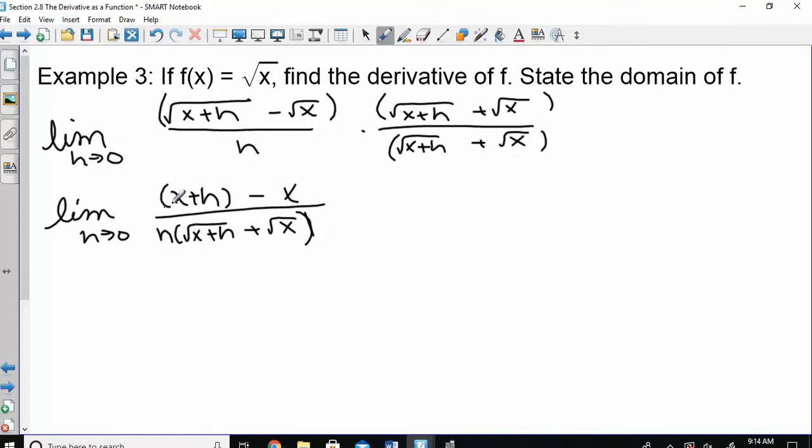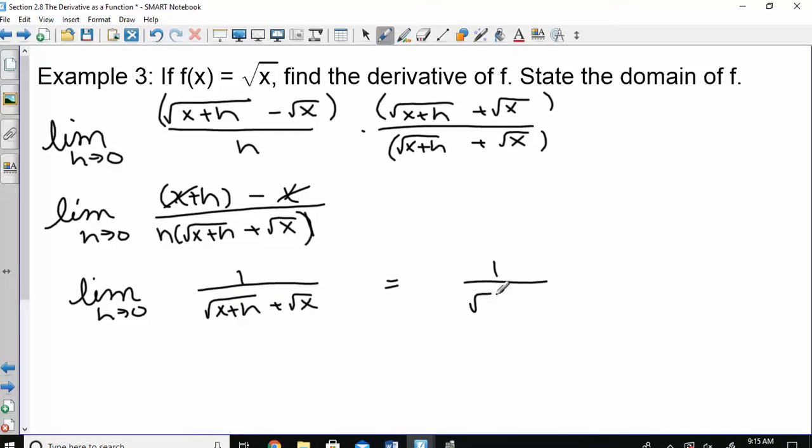So the x's cancel. Then what can you do with your h? Yeah, h divided by h is just 1. So if you plug in a 0 for your h, you get square root of x plus the square root of x, or 1 over 2 square root of x. Okay, that's our derivative.